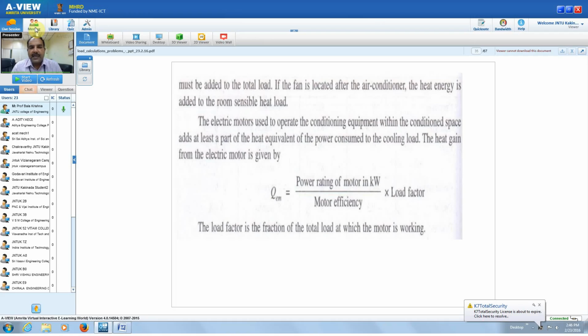The heat gain from the electric motor is given by Q equal to the power rating of the motor in kilowatts divided by motor efficiency, into the load factor. The load factor is the fraction of the total load at which the motor is working. So for these fans, we have a motor, and that motor generally gives some heat. That's why we consider the fans in the rooms also. And if it is low wattage, nowadays we have energy efficient fans, that type of fan will give lesser wattage.